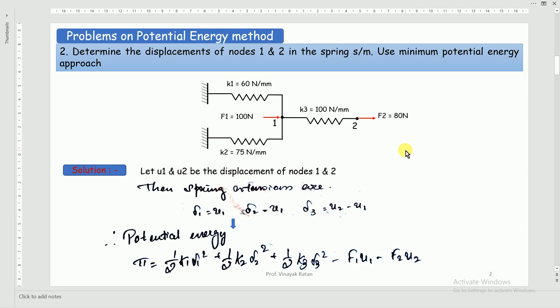So what do you mean by potential energy? It is a sum of strain energy plus work potential. For a given system, you have to find out what is the strain energy and the work potential in order to find out the total potential energy functional.